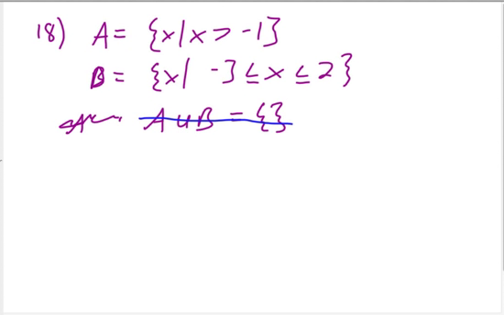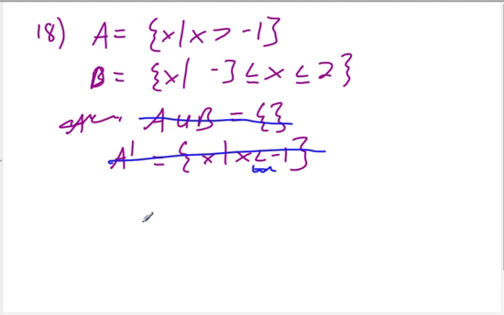This is not true. The next part says A prime equals x is less than -1. A prime is the complement, so it means every number that's not in A, in the universal set in this case. So if A is numbers greater than -1, A prime should be numbers less than or equal to -1. So if it had or equal to, that would be true, but since it doesn't have this, this is not true. Alright, that was a tough one.